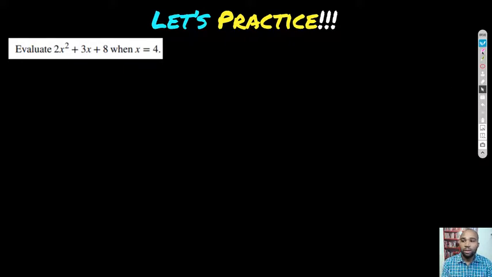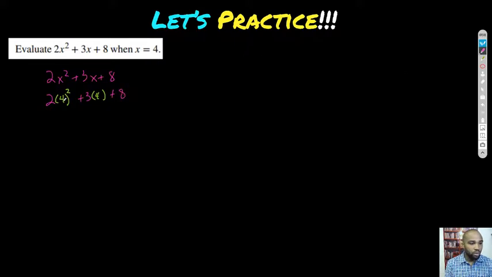And our last problem here, 2x squared plus 3x plus 8 when x equals 4. So we're simply going to replace the x with 4. Put parentheses, so we'll do this whole thing, which is 4. And plus 3 times our other x, which is still 4, plus my 8.